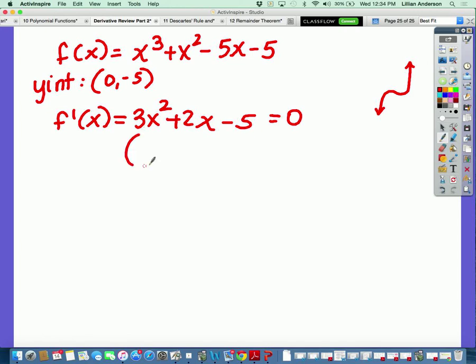Using the California method, 3 times negative 5 is negative 15. 5 and negative 3. 3x on top. So 3x plus 5, x minus 1.